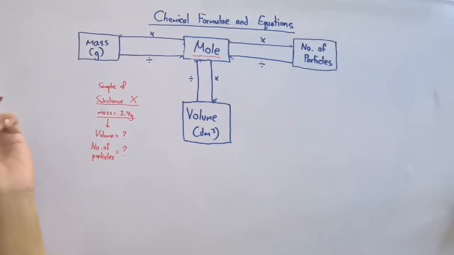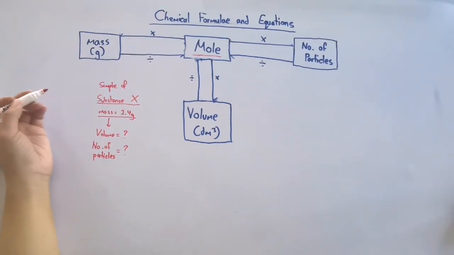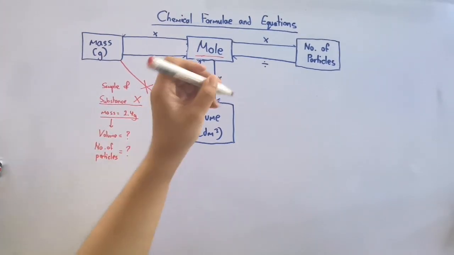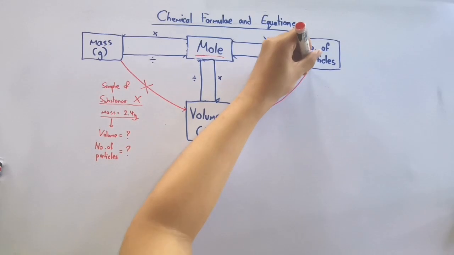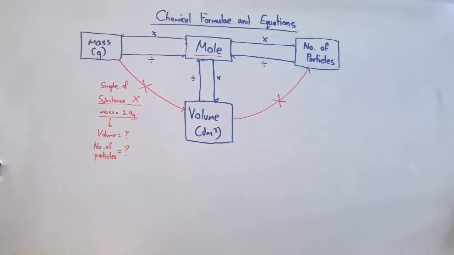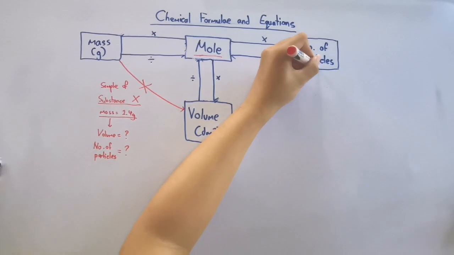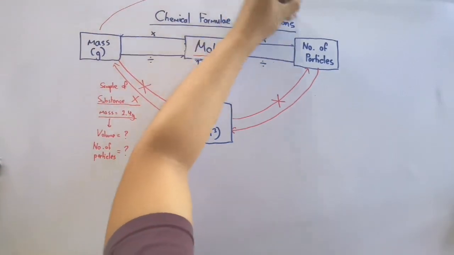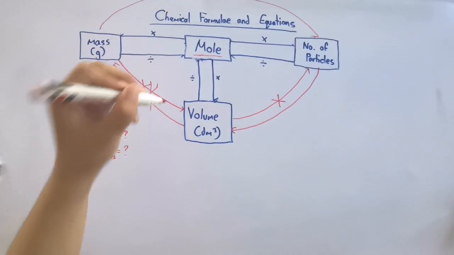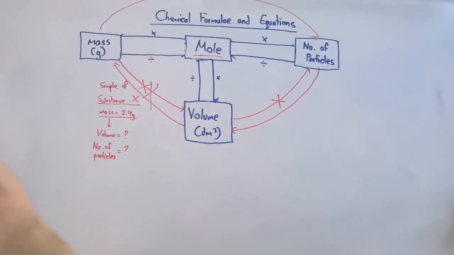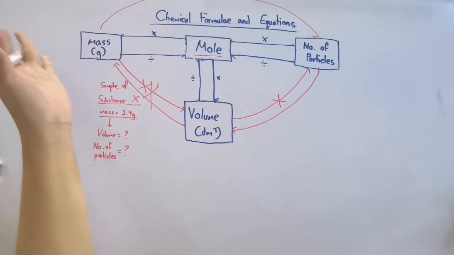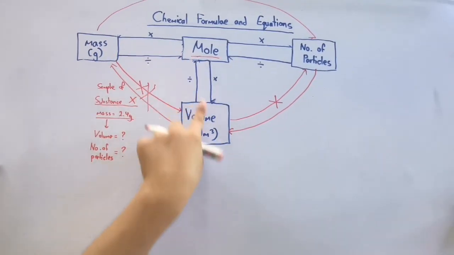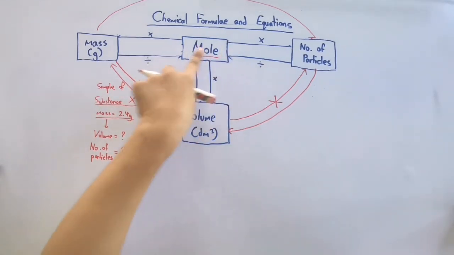You see, in chemistry, there is no direct way for us to actually change mass directly to volume. No such way. And volume to number of particles, we actually don't have any way to directly convert one to another, or vice versa. So we can't do this as well. All these are impossible routes. So if that's the case, how do we get volume? If we have the mass, in order to calculate volume or number of particles, we have to go through mole. So think of mole as your bridge in calculation.